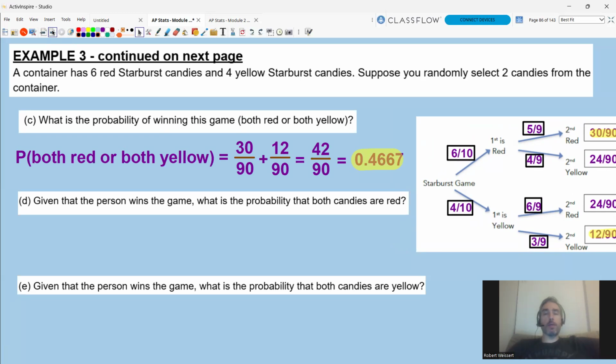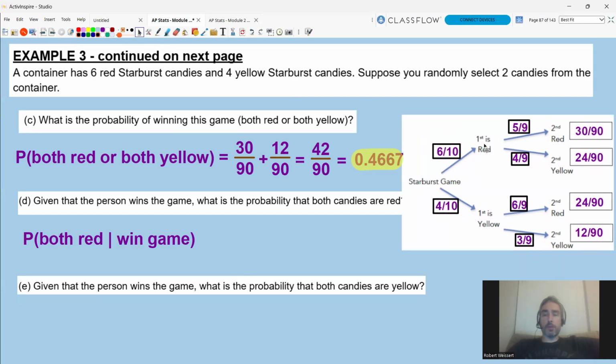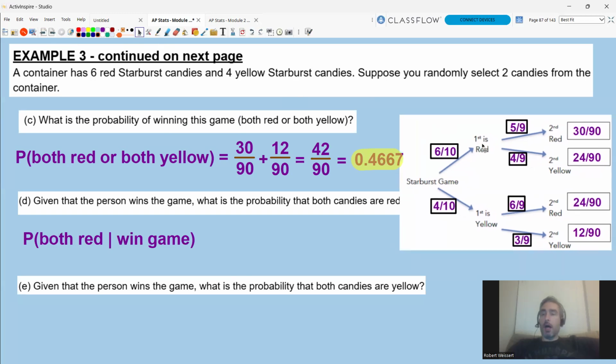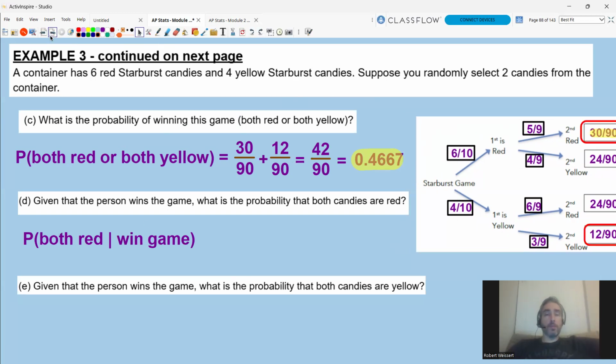So the probability of winning this game is about 46.7%. Given that the person wins the game, what's the probability that both candies are red? Well, given that they won the game, let's look over here again. We've already calculated the probability of winning the game. So that's going to be your given. That's going to be at the bottom of your fraction.